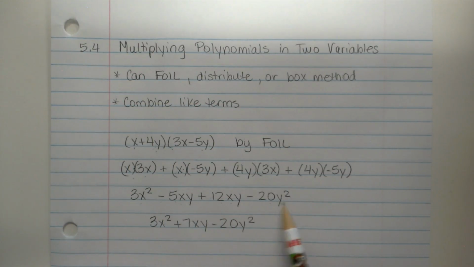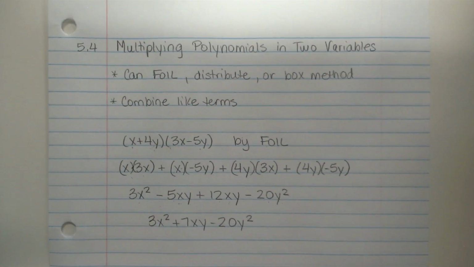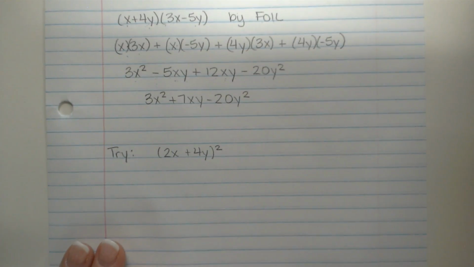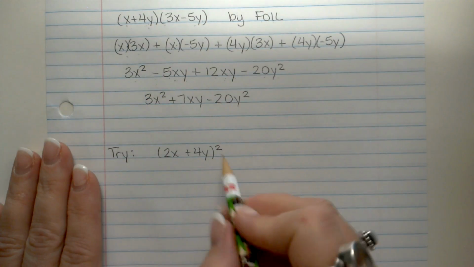When you're finished with these, you go back and look, can I combine any of these? Well, yes, there's an xy and an xy. Same variables, same exponents. So negative 5 and positive 12 give you positive 7. All right, try this in the video and then come back and see if you got it right.